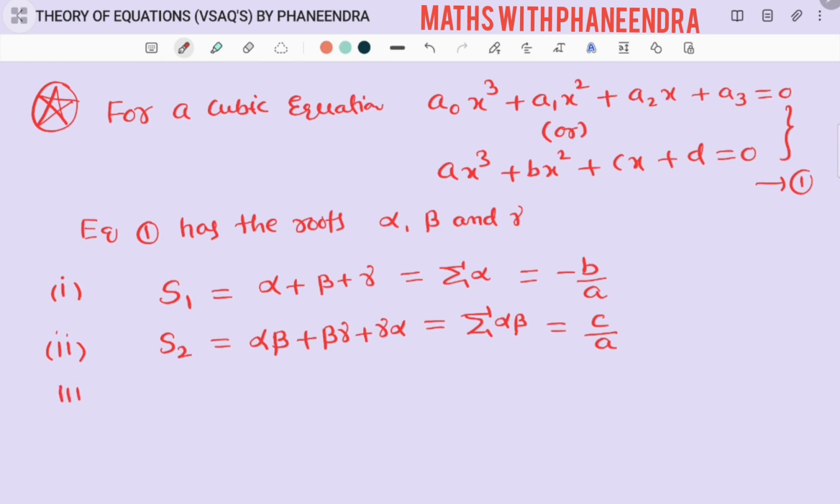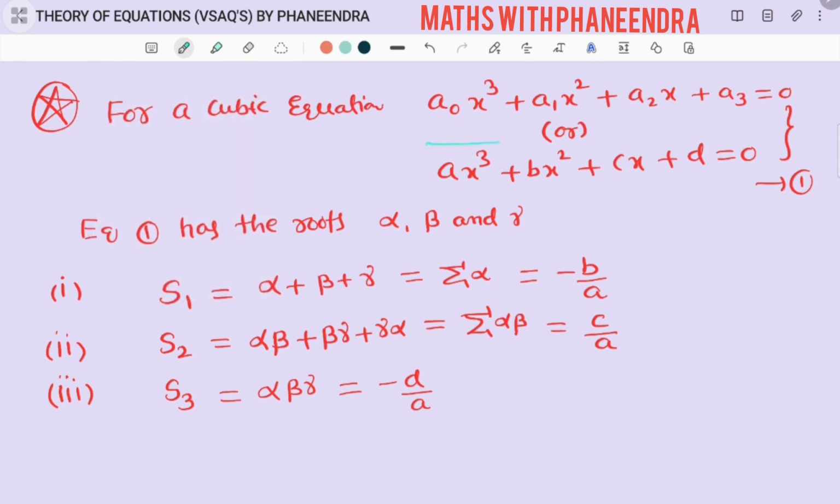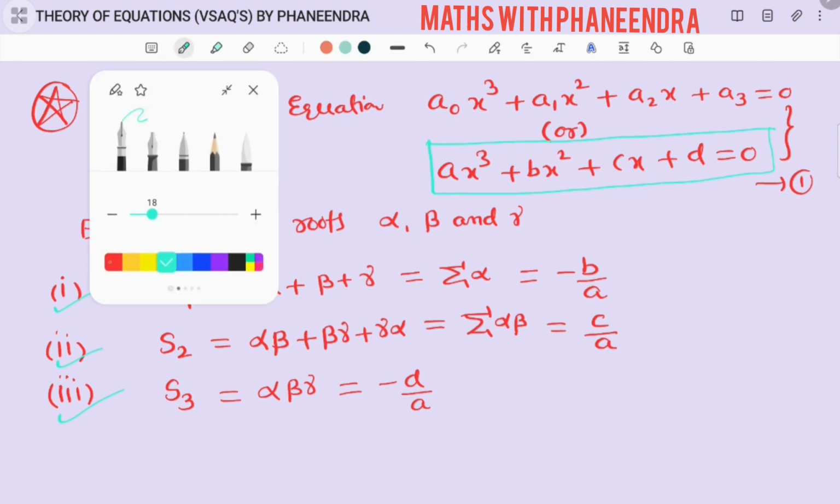The third one, product of the roots S3, alpha into beta into gamma is equal to minus d, constant, by x cube coefficient, so minus d by a. So this is the way when a cubic equation is given. So these are the three important points, dear students. We'll move on to the question based on this.